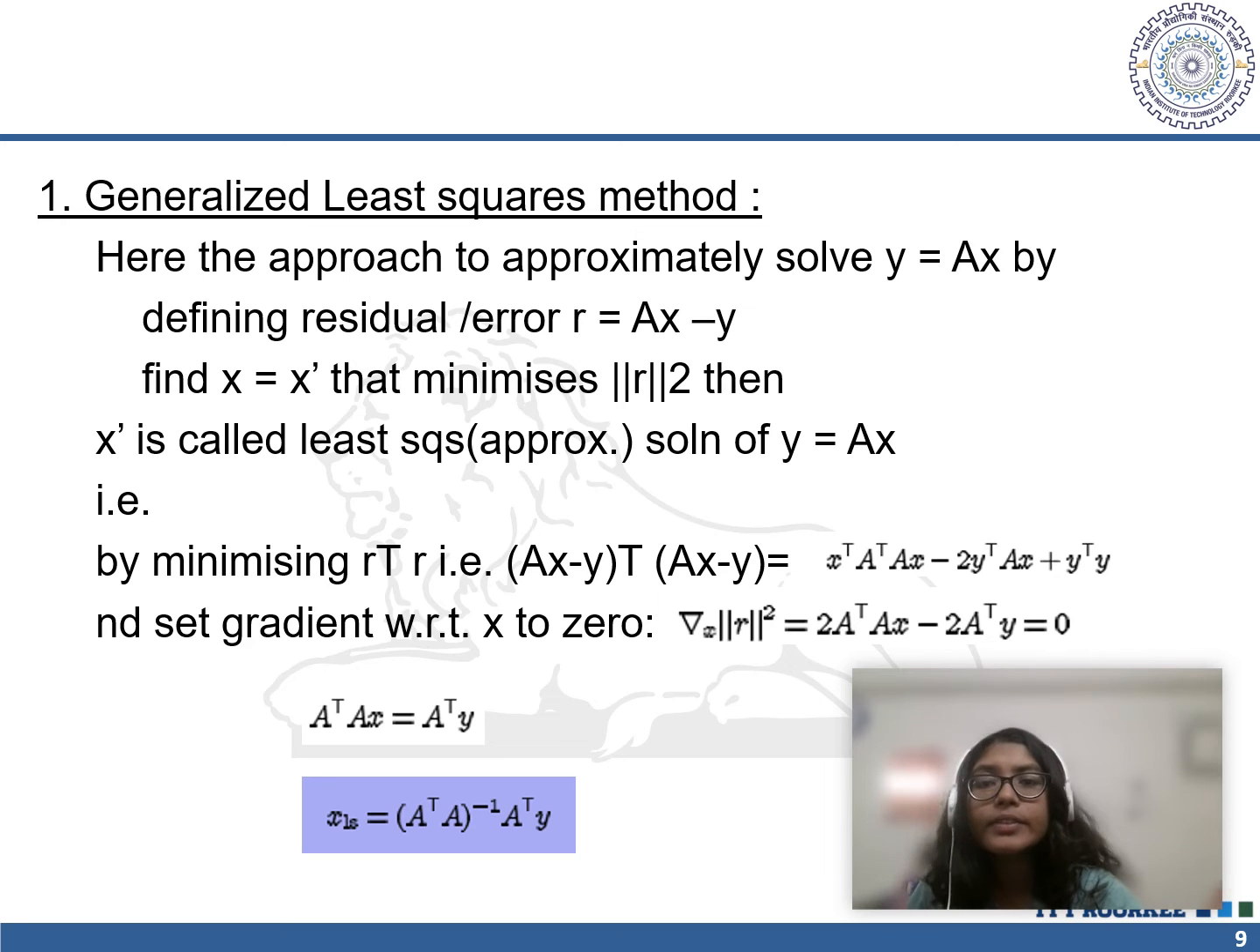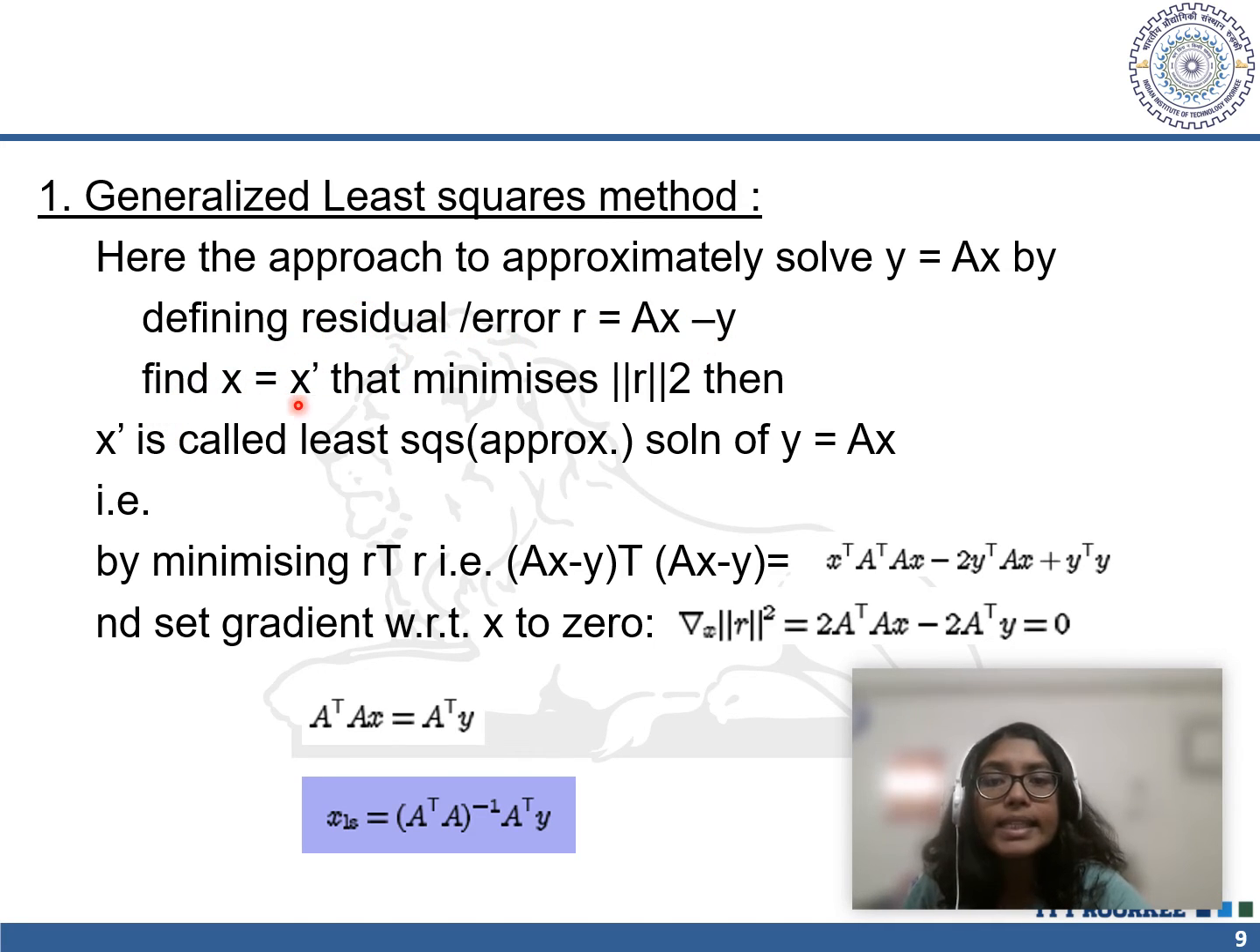Okay, let's see our first method for solving the overdetermined system. The first method is the generalized least squares method. Here, the approach is to approximately solve y = Ax by defining a residual or error. We generally take r = Ax - y. If Ax = y, then this r will be 0, or else you will be getting this error. So this is considered the residual. You need to minimize this residual.